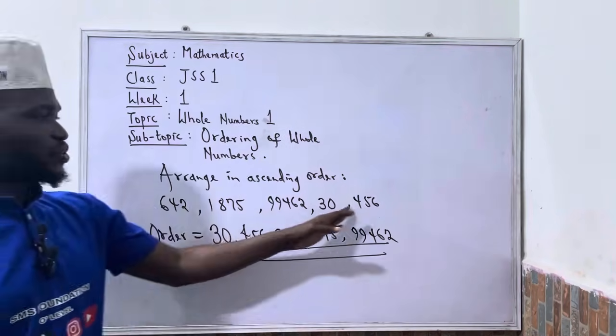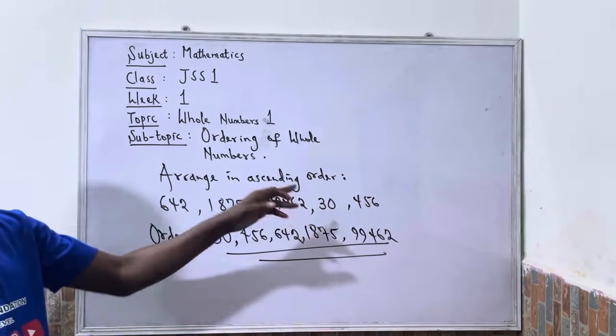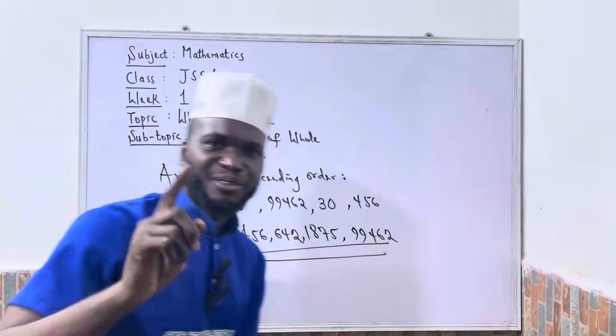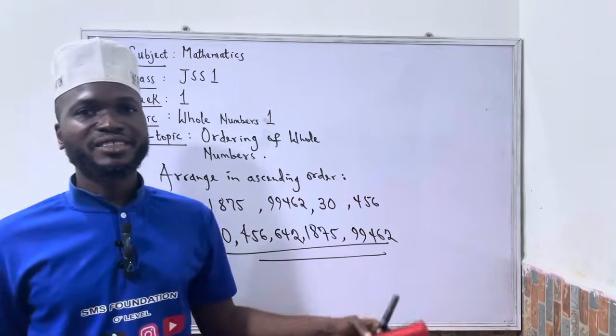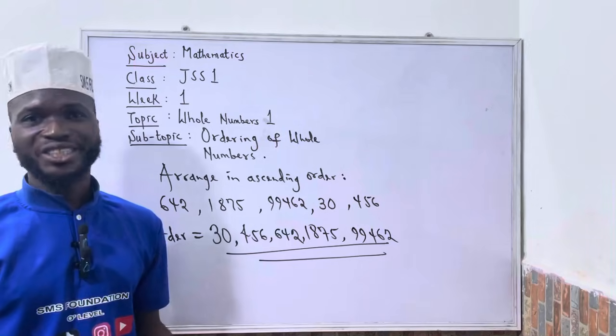Now, if you are asked to arrange this in descending order, just take it from the biggest to the smallest. So in the next class, I'm going to consider the ambiguous case where all the numbers can have the same digits and they will look so much alike.